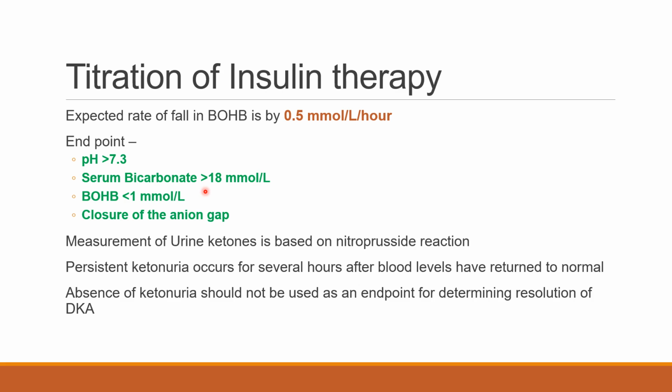We have to remember that persistent ketonuria occurs for several hours after blood levels have returned to normal. That means blood ketonemia corrects first, followed by urine ketonuria, which can take some hours, days, or even weeks. So we should not rely on normalization of urine ketone levels for titrating the insulin. Rather, we should always rely on the normalization of blood ketone levels for titrating the insulin.